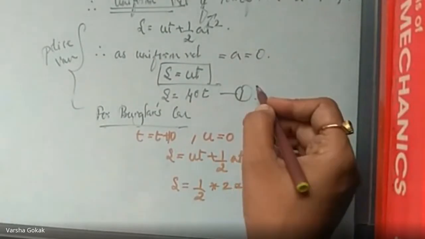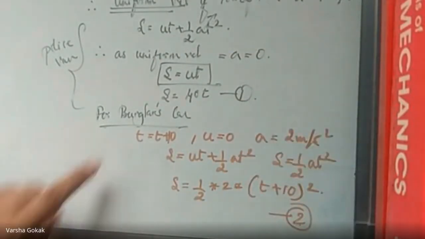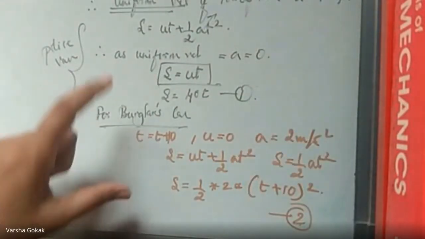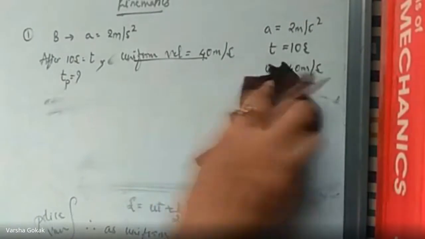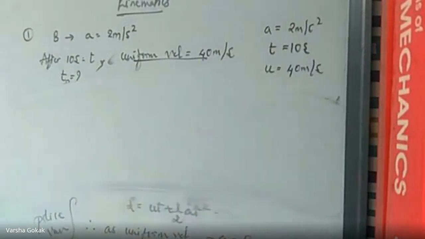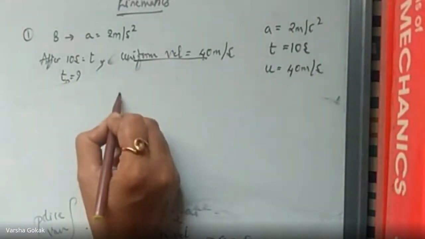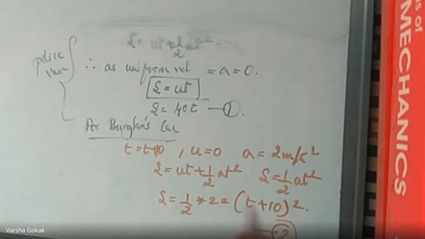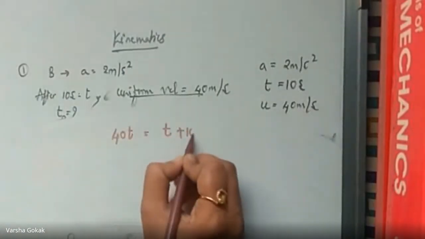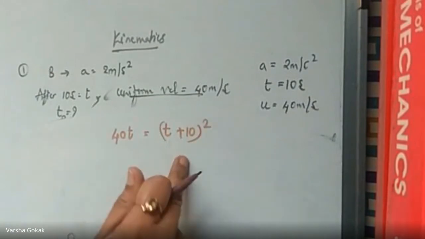Now equation 1 and equation 2 are both for distance traveled, s only. So I have to equate both of these, right? So let us equate both. One was s equal to 40t. Another one was half at square. So these two go, only (t plus 10) the whole square is remaining. From this I have to get the value of t.